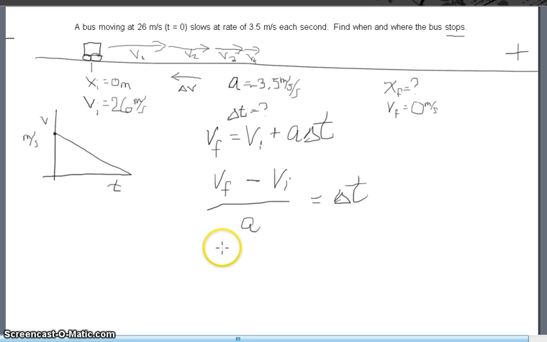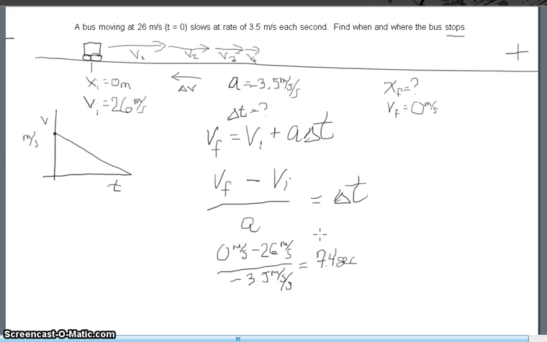So I'm going to have my final velocity, which is 0 meters per second, minus 26 meters per second, divided by the negative 3.5 meters per second squared, is going to equal, and then I can solve for this, 7.4 seconds.